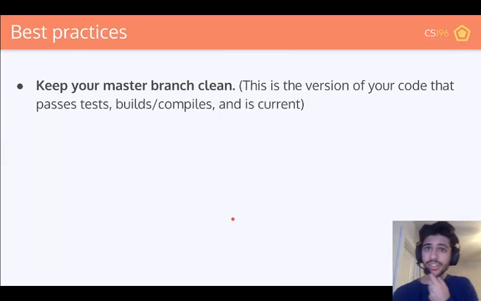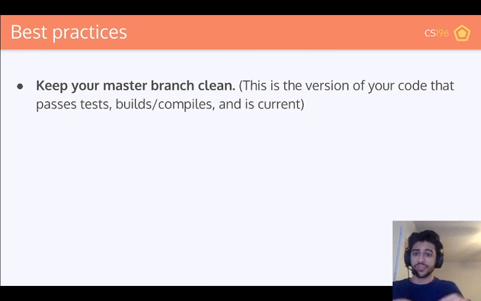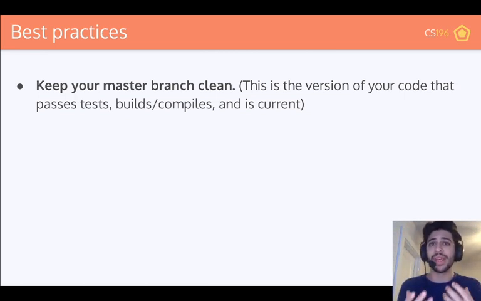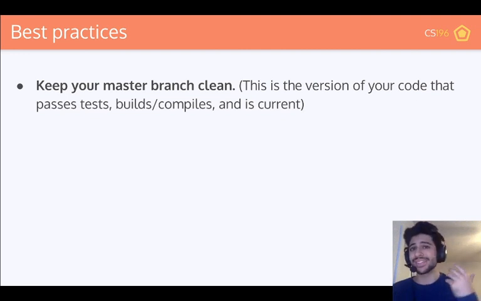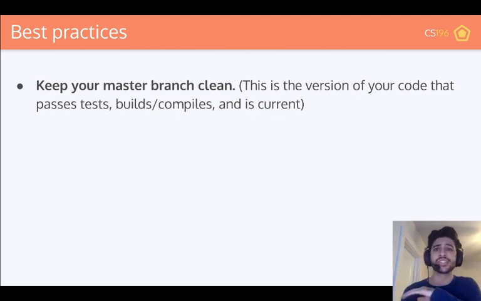So what are some of the best practices when it comes to branching? This is important in the industry environment and the projects in this class. So first things first, as I said before, you want to keep your master branch as clean as you can. This is the version of your code that will pass tests usually. It builds for sure, it compiles. You don't want any compiler errors in the master branch, and it is current. This is the version of the code that people can feel comfortable cloning and pulling down into their local repository without having to worry about breaking all of their changes in their own version of the code.